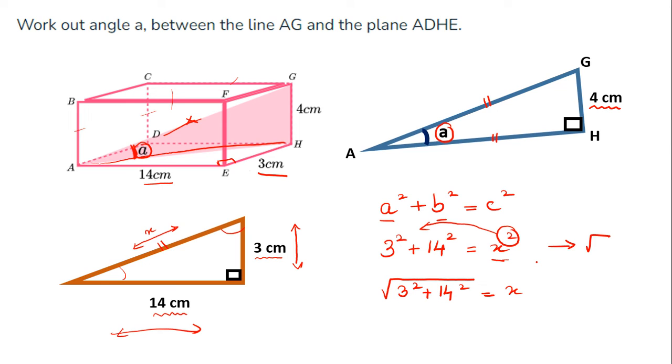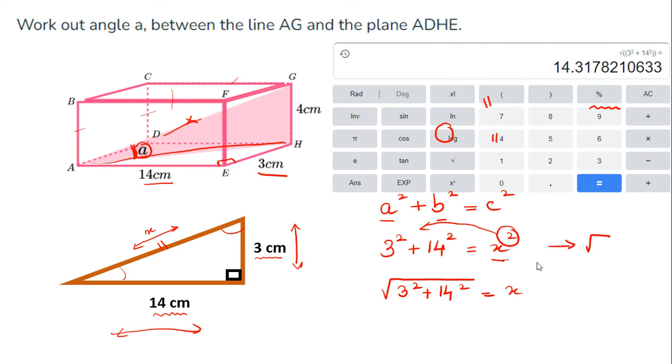Now you can just write that down on your calculator and check what your answer is. So square root of 3 squared plus 14 squared gives me 14.3. Just running it off. So 14.3. So x is equal to 14.3.